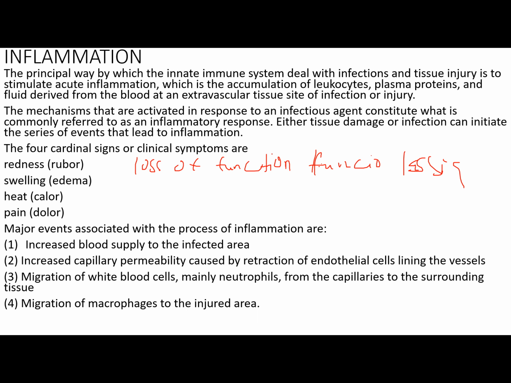Now, major events associated with this are increased blood supply to the infected area. This would cause redness, increased capillary permeability caused by retraction of the endothelial lining. This would cause your swelling. Migration of white blood cells from the capillary to the tissue. This would cause heat. And migration of macrophages to the injured area would also cause heat. So please copy.